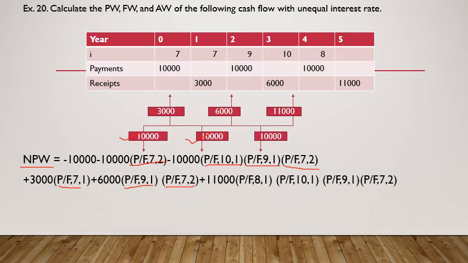If you use P by F comma 8 comma 5 straight away, now the question is, is it a common 8% for all the 5 years? No. Then how can we use P by F comma 8 comma 5? I can use only P by F comma 8 comma 1, because 8% is only for 1 year between 4 and 5. That's why I use the factor P by F comma 8 comma 1.